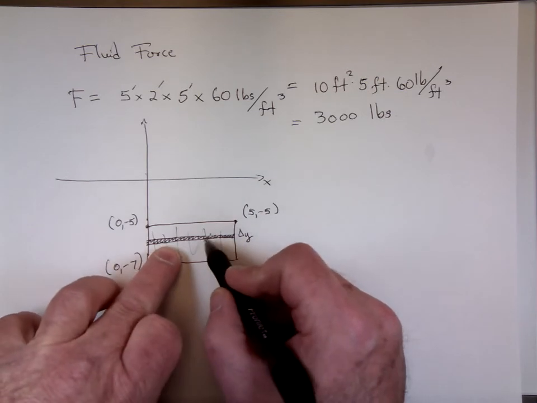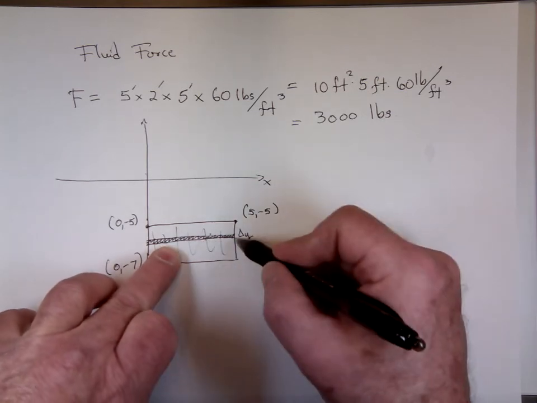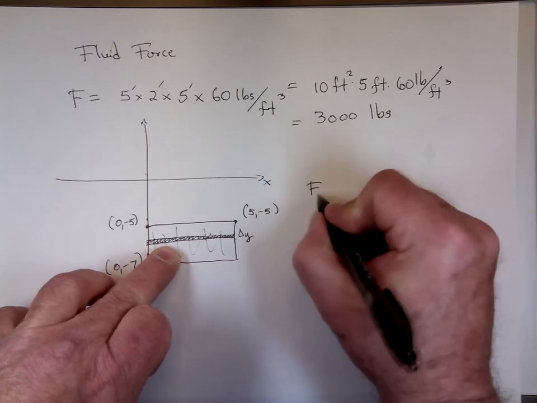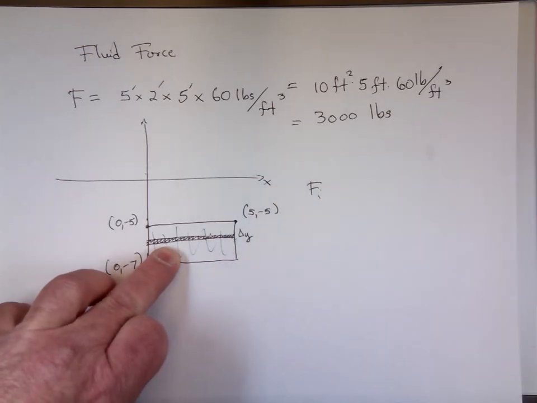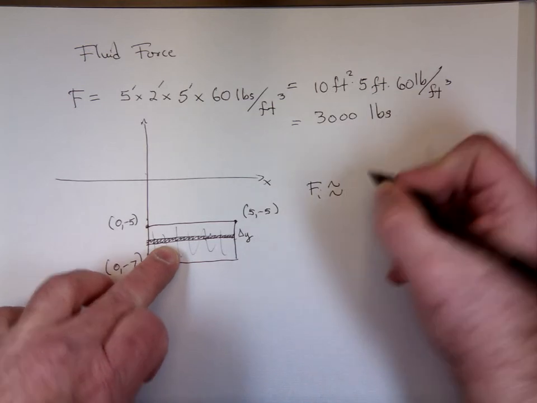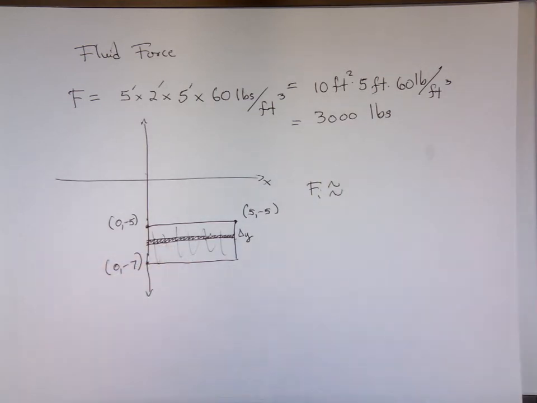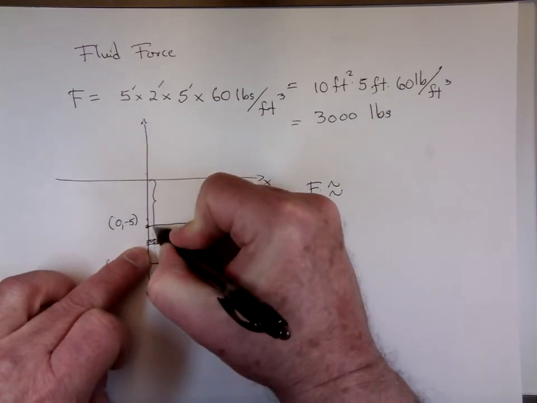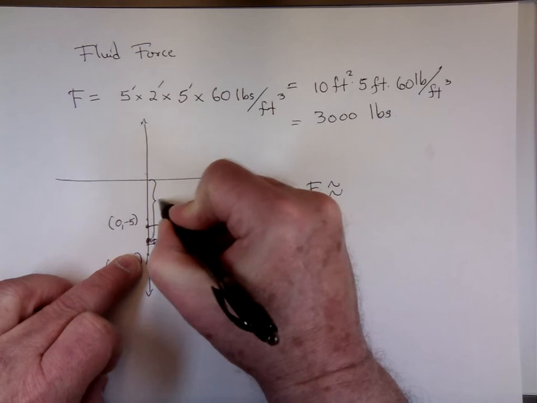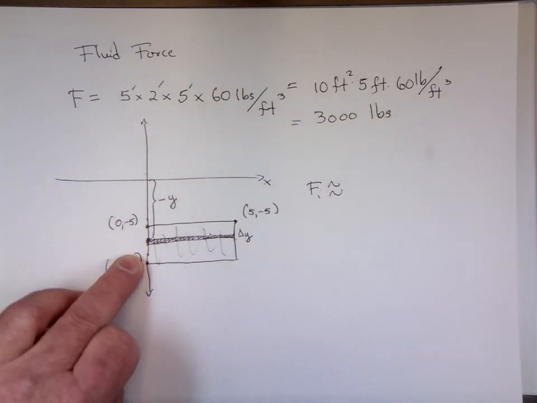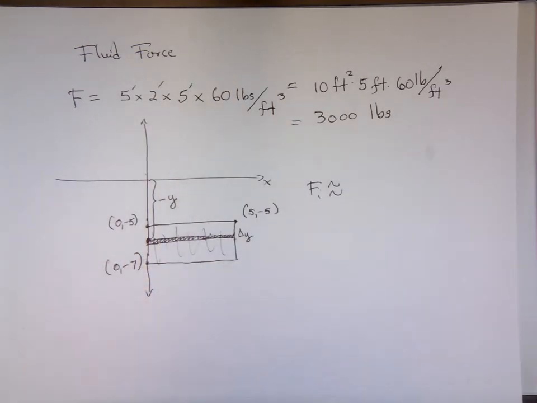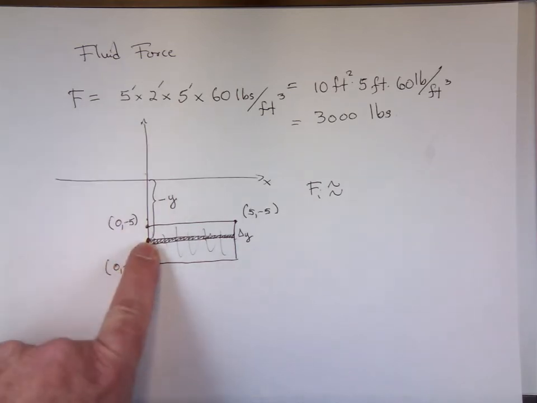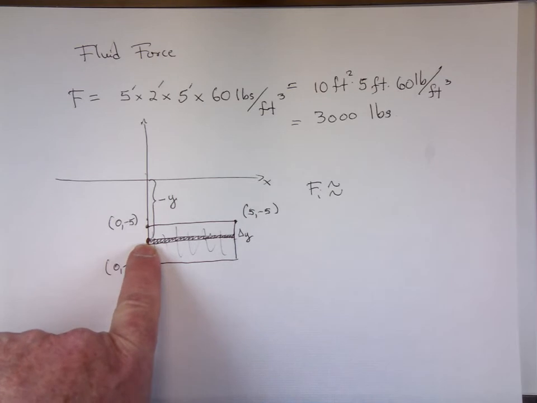Fluid force, that I force, is approximately equal to, well, what's it equal to? It's equal to its depth here, and that's equal to a negative y, okay? You gotta be a little bit careful on that. If this thing is at 6 feet below, this point is at 0, -6, the depth is at 6 feet. It's the opposite of y, okay? You have to take the opposite of y. So the depth is negative y.